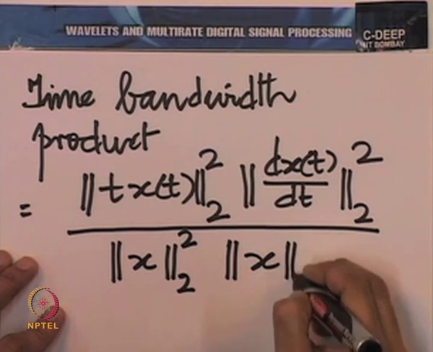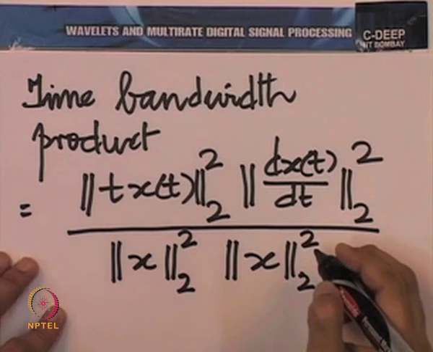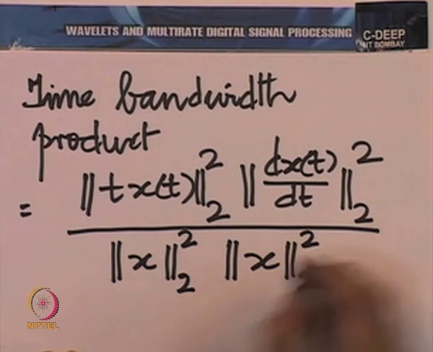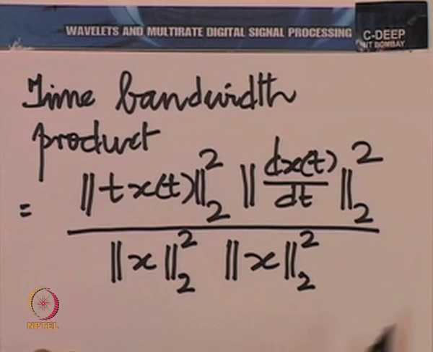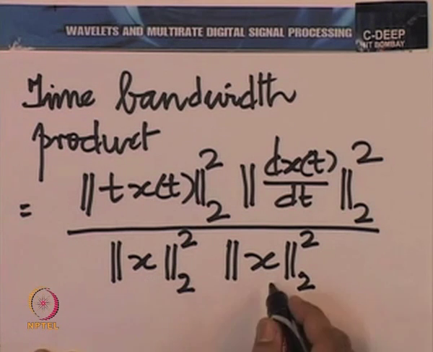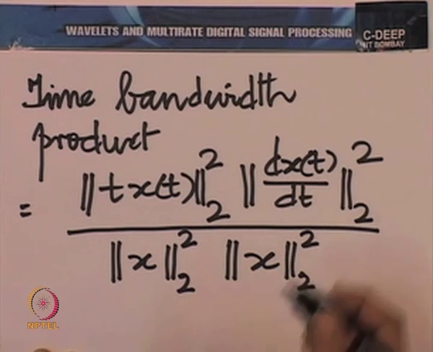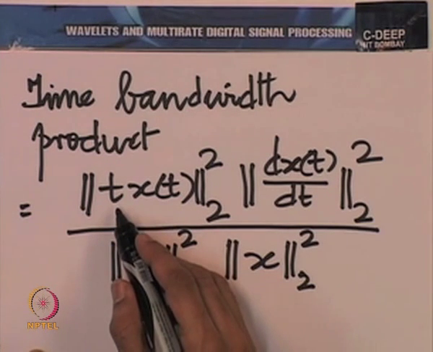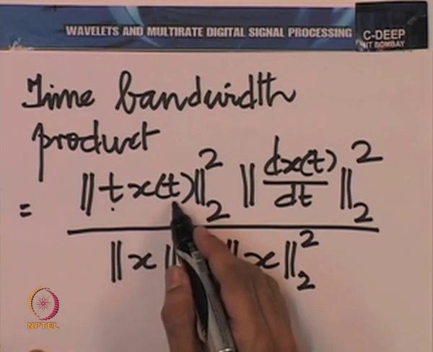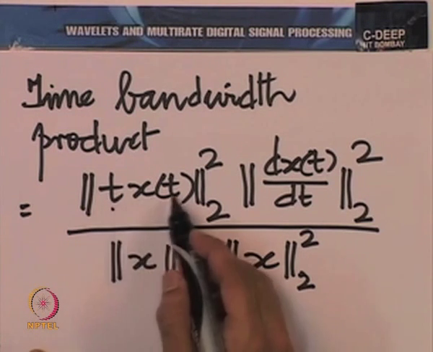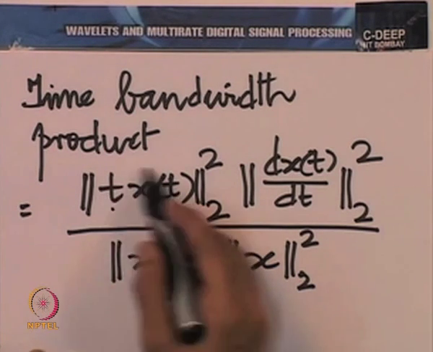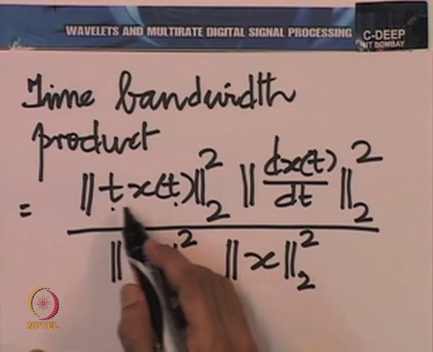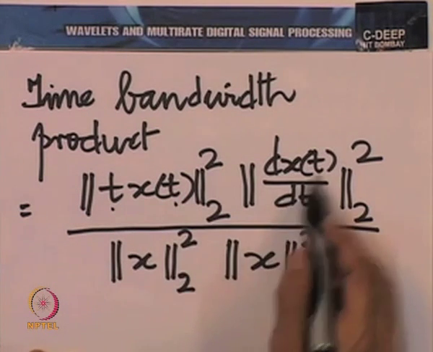So, in other words, you could write the L2 norm of x raised to the power of 4, if you like, by combining these two terms. Anyway, I am just writing them separately to emphasize that this is associated with this and this with this notionally. Now, of course, I must also again mention the slight abuse of notation here. When we write t times x(t), we are referring to the whole function as an object and not to a specific value of t. The same holds here.